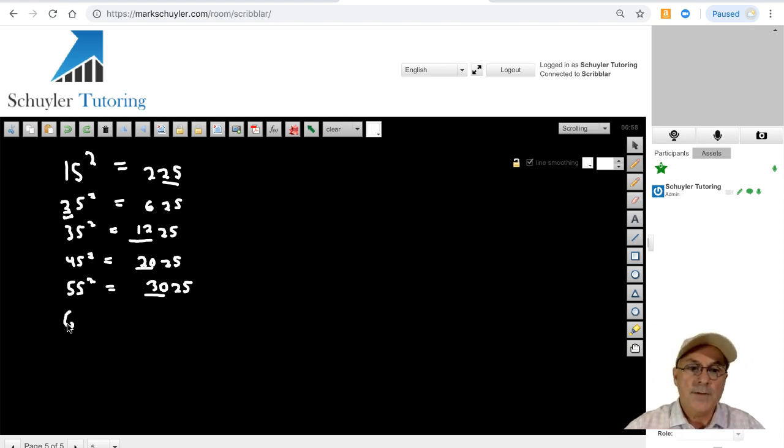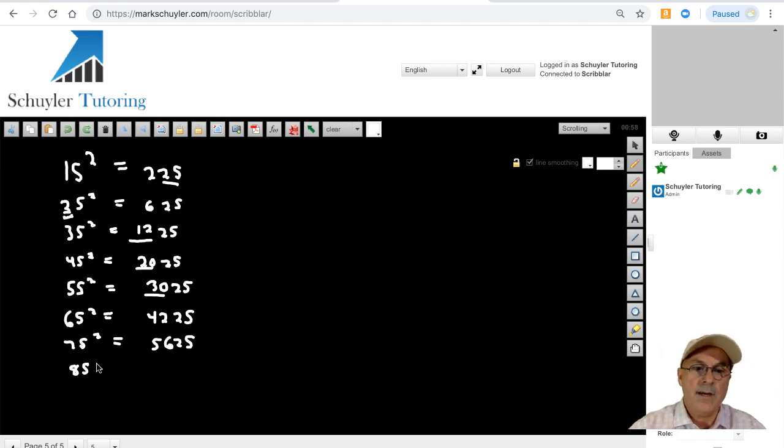So let's keep going through. Might as well be complete. Test your times tables as well. What's 65 squared? Can you do it in your head? Because you really should be able to. You know it's going to end in a 25. That's a given. 6 times 7, I hope you know, 4225. 75 squared? Can you beat me before I say the answer? I hope it's automatic. 7 times 8, 5625. 85 squared is going to be 7225. And 95 squared, well, 9 times 10, it still works, 9025.